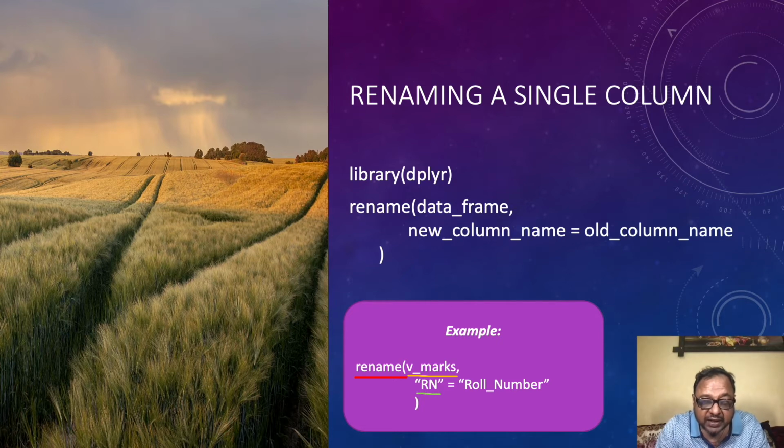That is, I'm changing the column name roll_number to RN. So this is the new column name RN and this is the old column name roll_number. So now let's head to RStudio and see this in action.